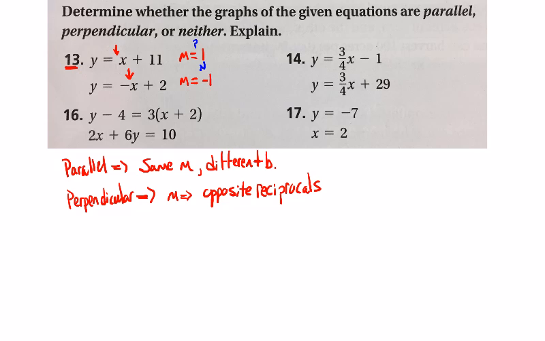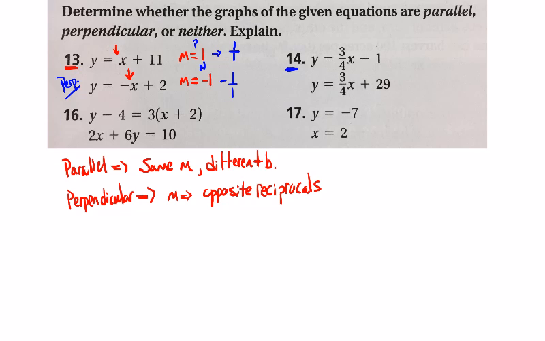Are they reciprocals? Well, let's think about this. The whole number 1 as a fraction is 1 over 1. So if I flip it, what do I get? 1 over 1. It's the same thing. And this is negative. So therefore, here in number 13, the slopes are opposite reciprocals. So therefore, number 13, these lines are perpendicular to each other. I just wrote perp, so you get the idea. Okay? Let's take a look at number 14 now.